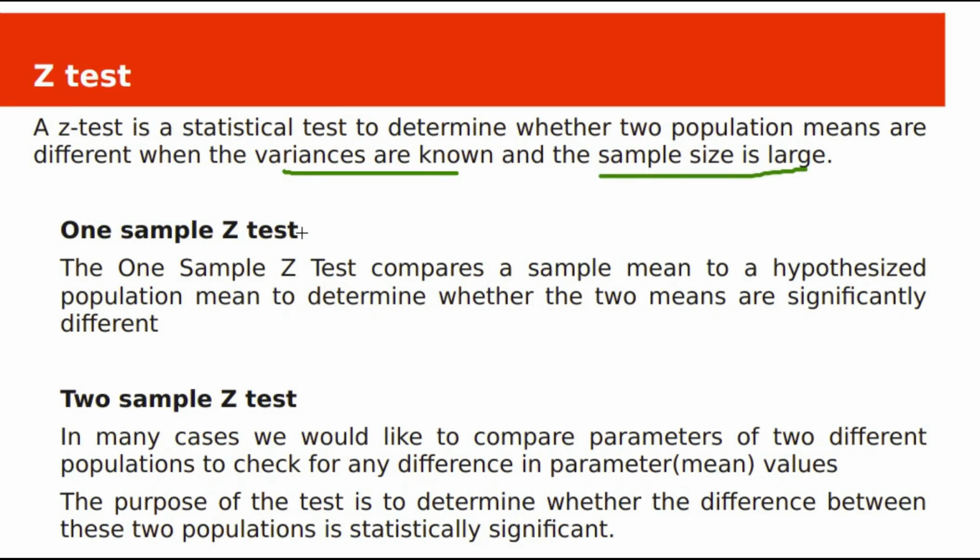One sample Z-test. One sample Z-test will be used when we have one sample and we want to compare the population mean, which is estimated from sample mean, with hypothesized population mean, to determine whether the two means are significantly different. Hypothesized mean here is some kind of research standard. Two sample Z-test. In many cases, we would like to compare parameters of two different populations to check if any difference in parameter values, such as mean. The purpose of the test is to determine whether the difference between these two populations is statistically significant.